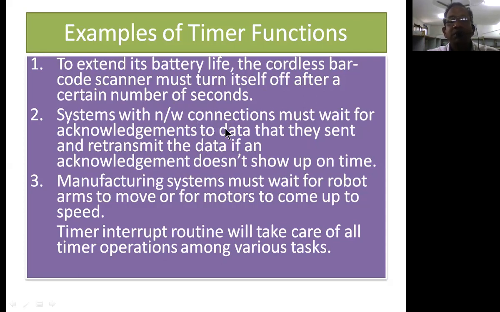Next is networking. Networking systems with network connections must wait for acknowledgements to data that they send. When a source computer transmits data on the internet, it has to wait for an acknowledgement from the destination computer. What happens if the data is not received by the sender after a predefined time period? Then the sender has to retransmit the data if the acknowledgement does not show up on the line in a given time. So this is also done by a timer. Given time means what? That is maintained by a timer.